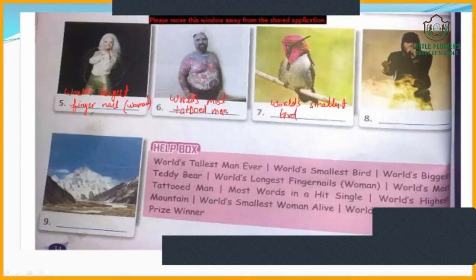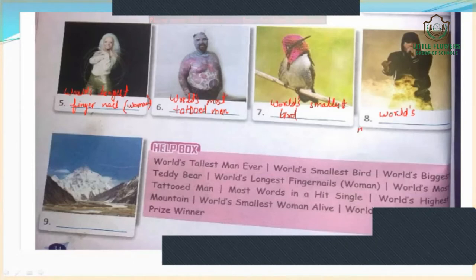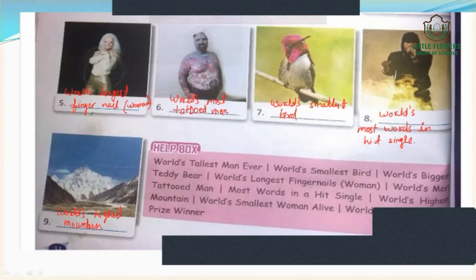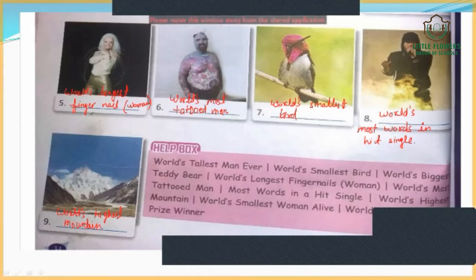World's smallest bird. The next image you are observing is the most words in a hit single. What is the word record here? Most words in a hit single. And the last image you are observing is the image of world's highest mountain. World's highest mountain. Okay. So these are the images that we have observed here, and we have written the name of those images. Let's move towards our next chapter.